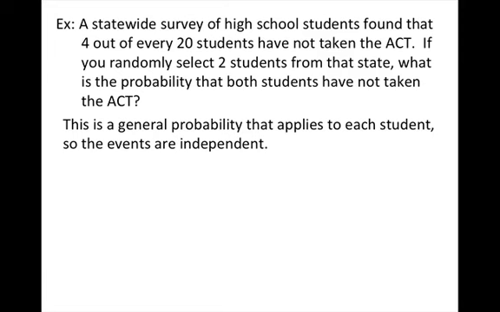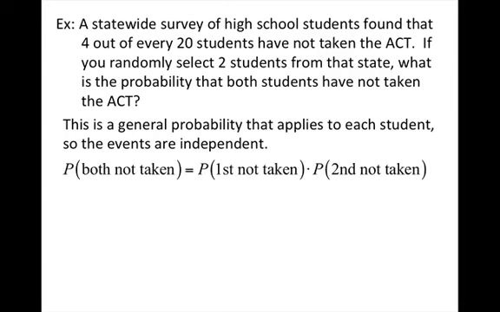It just said that in a survey of high school students, it didn't tell me which high school, how many high schools, how many students were surveyed. It just told me that 4 out of every 20 students have not taken the ACT. So these are independent. So the probability that both of the high school students have not taken the ACT is equal to the probability that the first one hasn't taken it times the probability that the second one hasn't taken it.